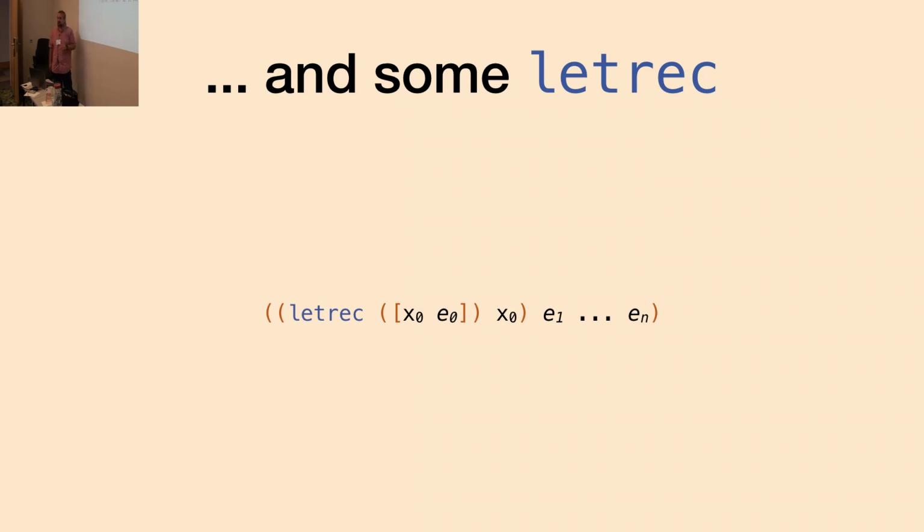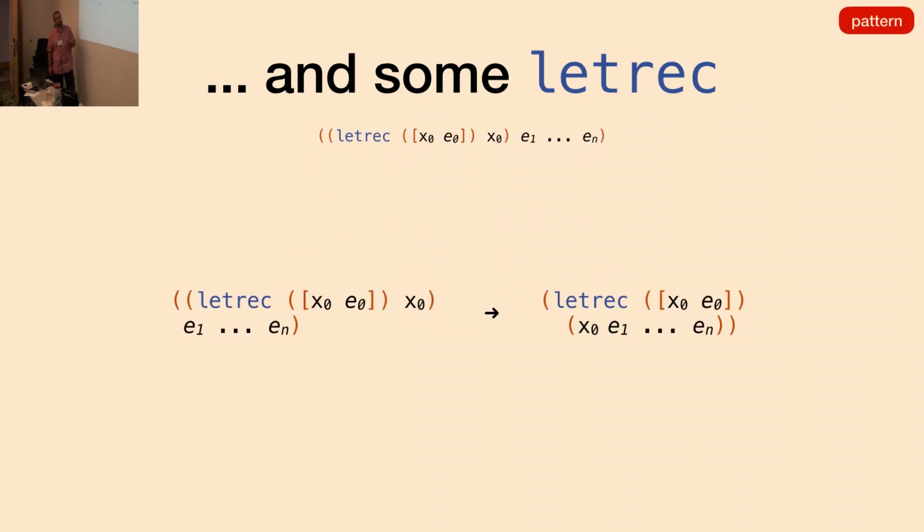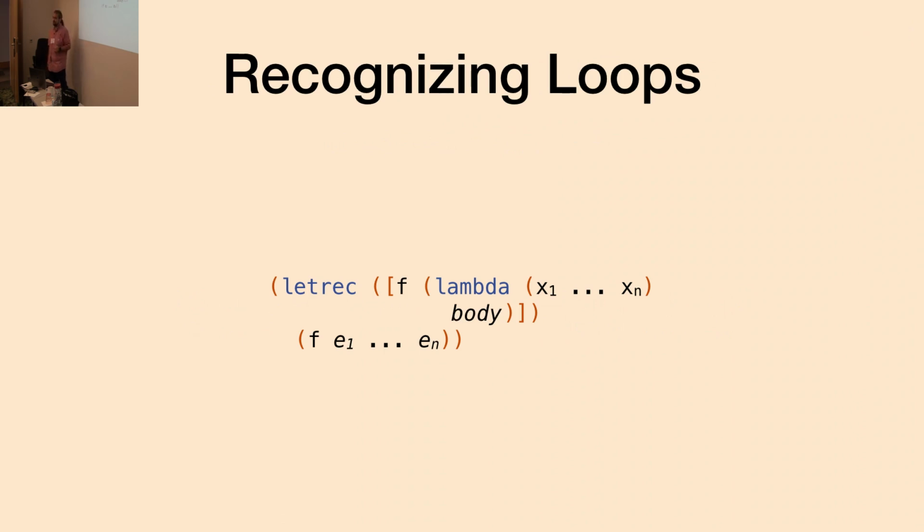But it turns out for some later things that we're going to do, this is an inconvenient form for us to have. And so when we see something that looks like this, we translate it into that, which basically just pushes the call within the body of the let rec. And you might look at this and go, that seems like small benefit. Why do you bother doing that? And the answer is actually to expose loops.